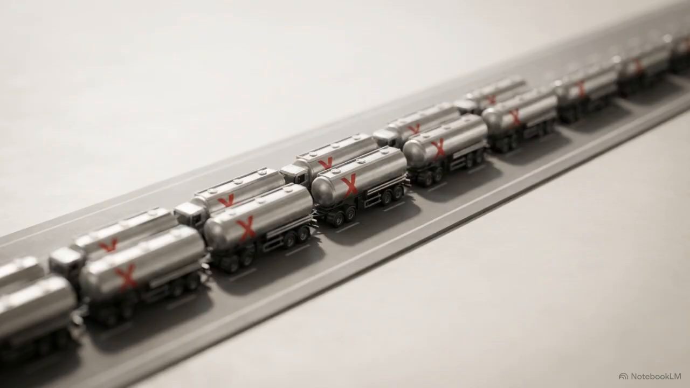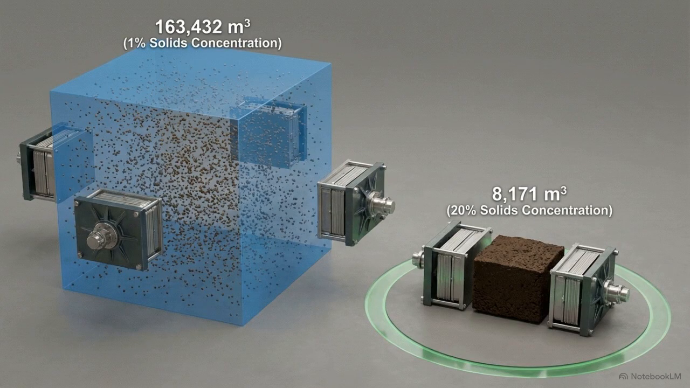If a municipality attempts to transport or dispose of this material, 99% of the logistics budget is spent moving heavy, completely useless water. To stabilize the budget, aggressive volume reduction is required. Water must be forcibly extracted. The minimum viable target is 20% dry solids. Hitting that threshold shrinks the volume from over 160,000 cubic meters down to just 8,171.